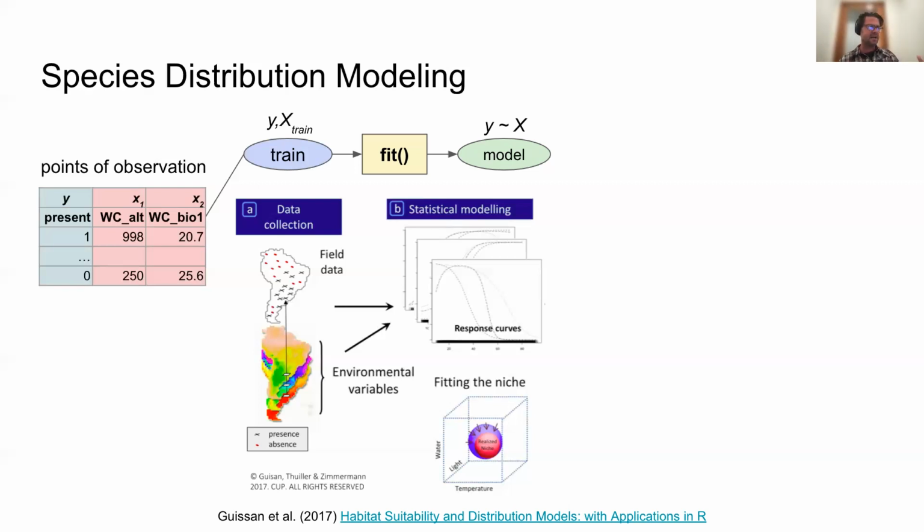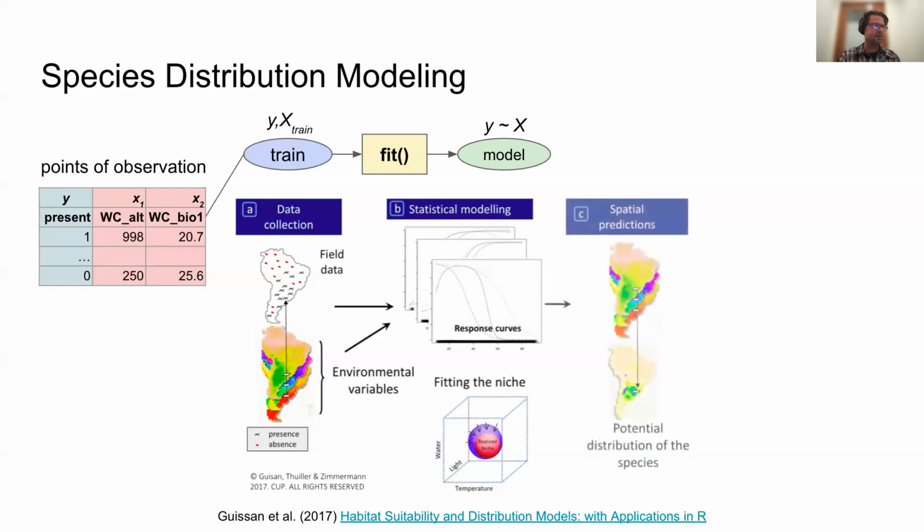So the first two steps: one is collecting the data. Secondly, we're fitting that environmental niche model. And then third, we're predicting out over not just these points of observation where we've already observed an absence or a presence, but over the entire landscape, or the seascape if we're doing a marine model.